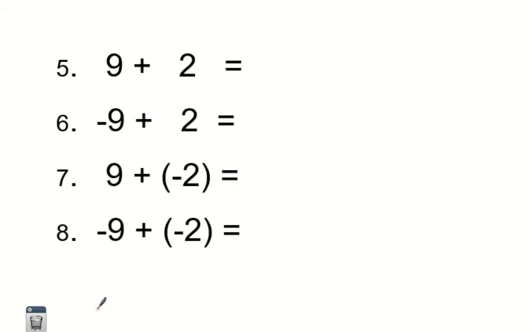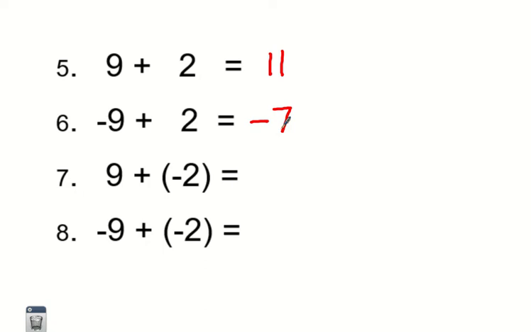Now, just more examples. I don't think there's going to be anything new here, but just more examples. So 9 plus 2, that would be 11. Negative 9 plus 2, think of where that is on the number line. We're in the negative at negative 9, and we're adding 2. We're heading to the right 2 places, and that's going to get us to negative 7.